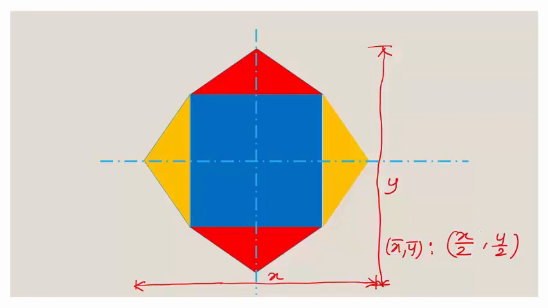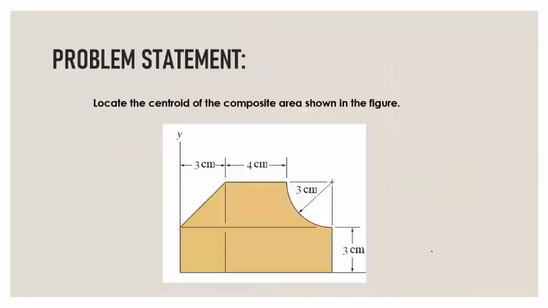But in case of unsymmetrical plane areas, we need to follow some calculation steps to locate the centroid. Here comes the problem. Locate the centroid of the composite area shown in the figure. So the given composite lamina is not symmetrical about the central axis. So we have to go for some calculation steps to locate the centroid.